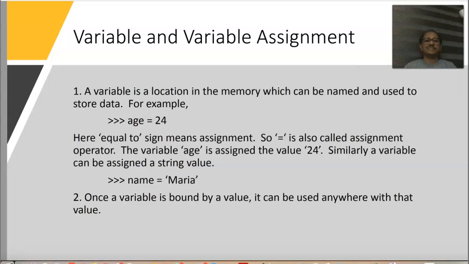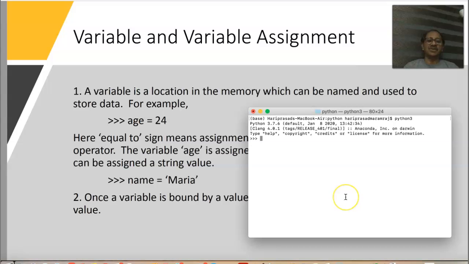Let's look at this practically. I've opened the terminal and I'm using Python there. Now age is assigned the value 24. Is it assigned? How do we know? We'll know only by printing the value. So let's print the value of the variable age. What is the value? 24. Right? The value 24 is assigned to the variable age.